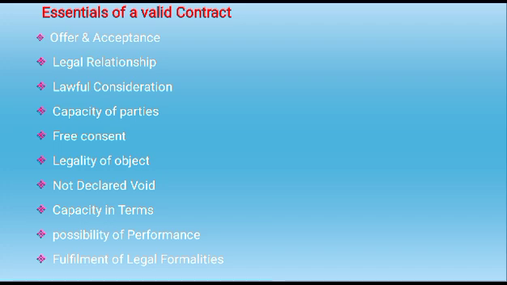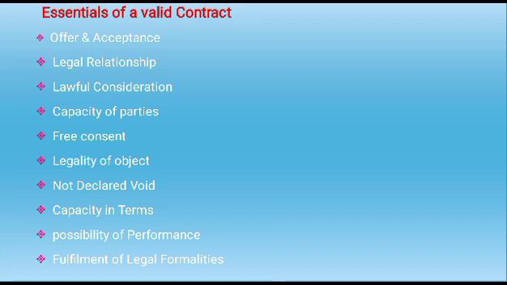Sixth, legality of object. The object of an agreement should be lawful and legal. It must not be illegal. Then seventh, not declared void. It should be capable of being enforced by law. And next, eighth, certainty in terms. The agreement should be clear to the parties of an agreement.